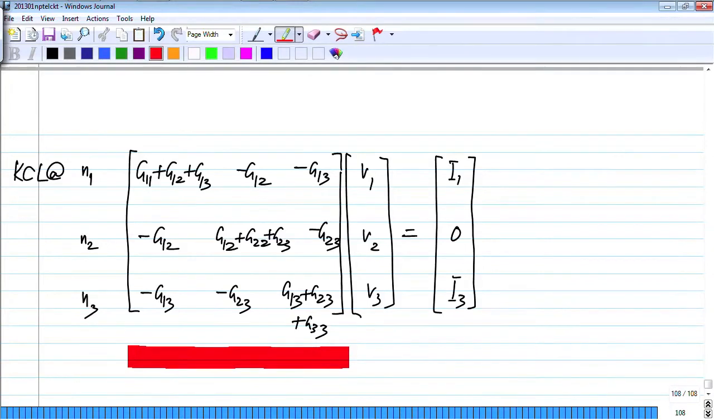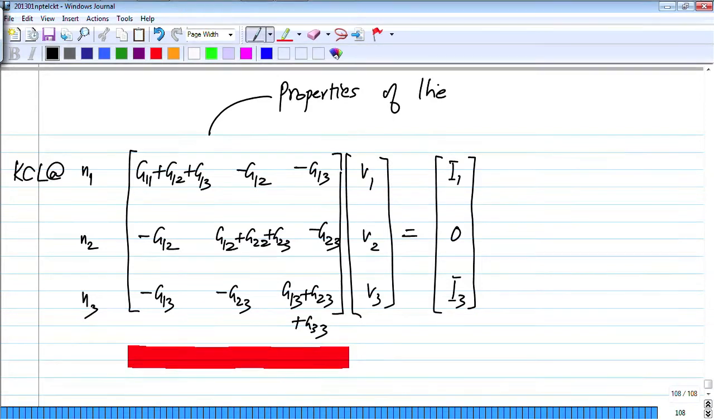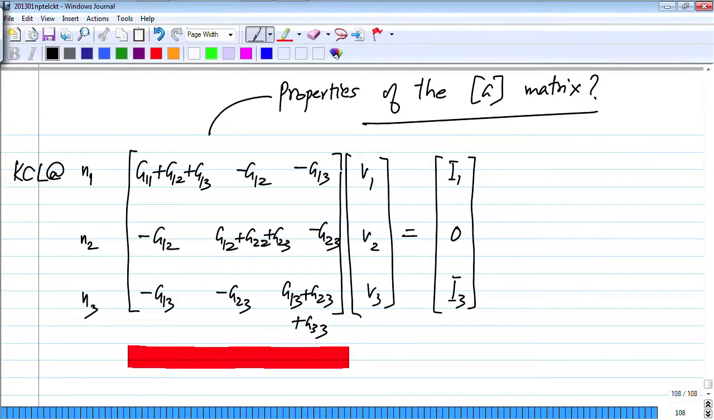So now my question for you is, what do you see about this matrix? What properties do you observe in the matrix as it is written? Okay, I think many of you very easily observed that it is a symmetric matrix. That is, we have minus G12 here, minus G12 there, minus G23, minus G23, and minus G13, minus G13. Okay, so clearly it's a symmetric matrix.